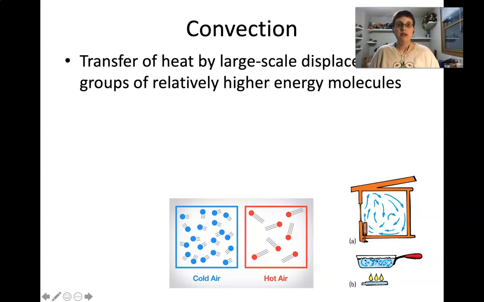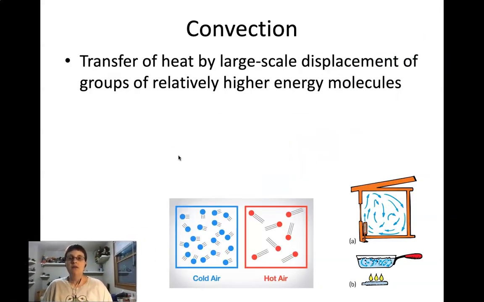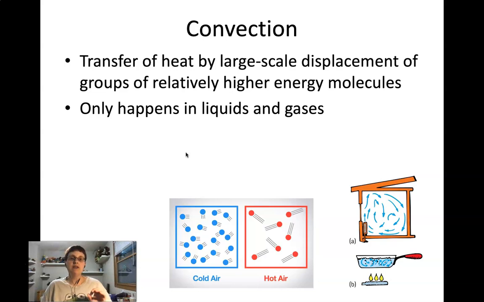So convection is, let me move my face out of the way. Convection is the transfer of heat by the displacement of groups of high energy molecules. All right. So the thing is that convection only happens in liquids and gases. So we talked previously about conduction, which happens in solids. Convection only happens in liquids and gases. So what are we talking about happening here?